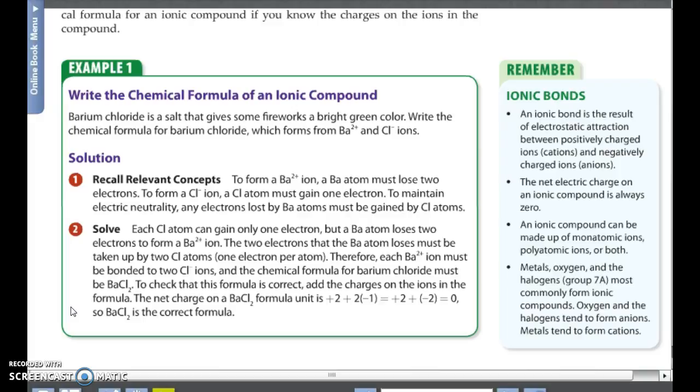To check that this formula is correct, add the charges of the ions in the formula. The net charge on a BaCl2 formula is plus 2 plus 2 times negative 1. So in other words, the barium was plus 2, the chlorine's minus 1, but there are 2 of them, so plus 2 minus 2 is 0.